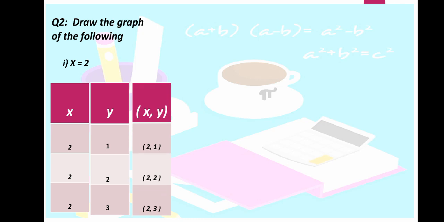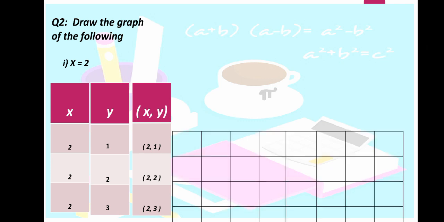Now we will make the ordered pairs. In first row, the value of x is 2 and the value of y is 1. So the ordered pair will be (2, 1). In second row, the value of x is 2 and the value of y is 2. So the ordered pair will be (2, 2). In third row, the value of x is 2 and the value of y is 3. So the ordered pair will be (2, 3).